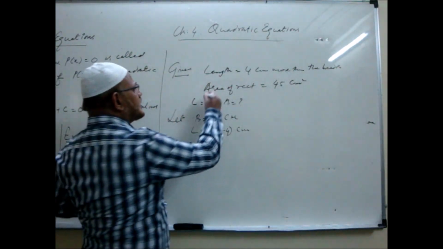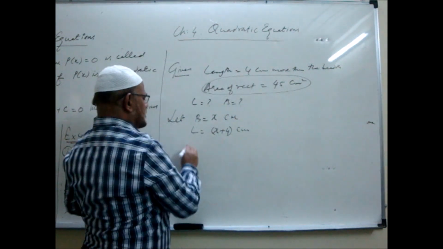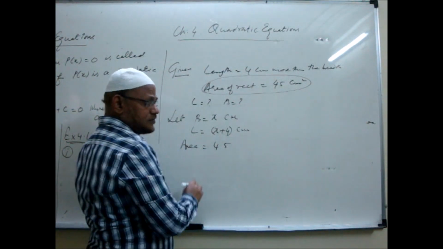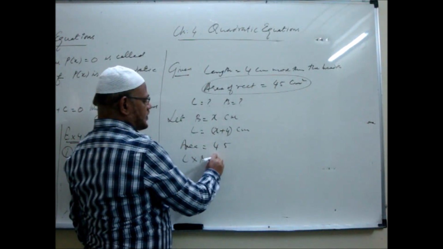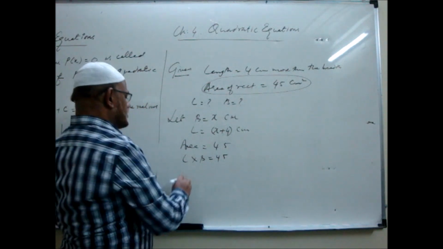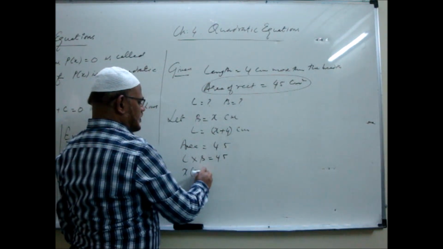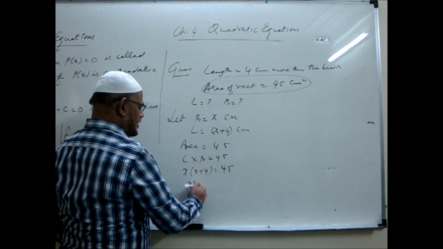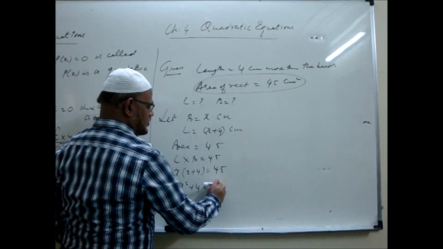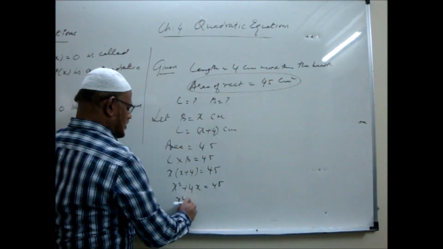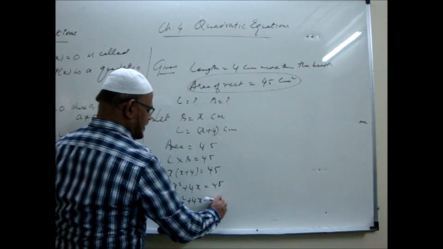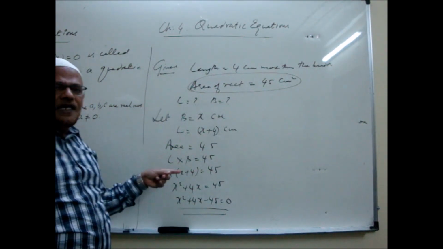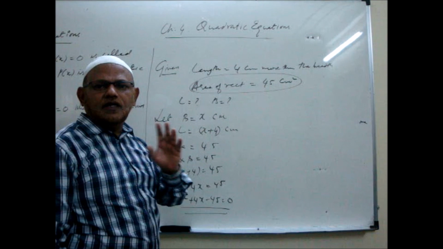Now next you go to the area. This gives you the equation. The area of a rectangle, they have given you 45. So length into breadth is 45. So it becomes x into x plus 4 is equal to 45. Opening the bracket, x square plus 4x minus 45 equal to 0. We get the equation. So this situation leads you to frame a quadratic equation.